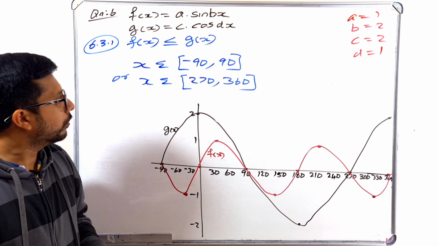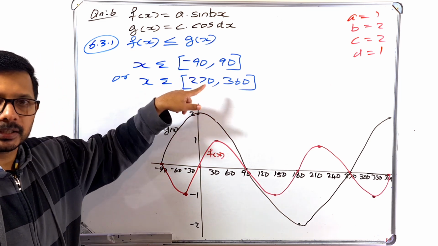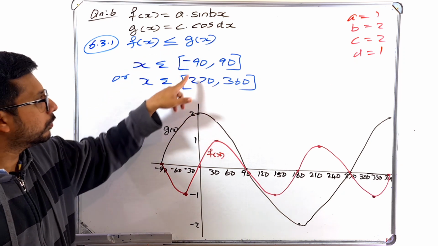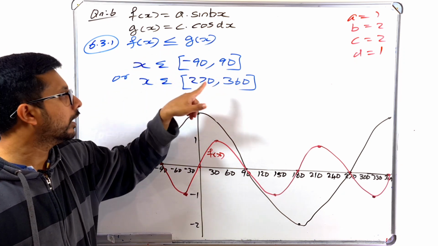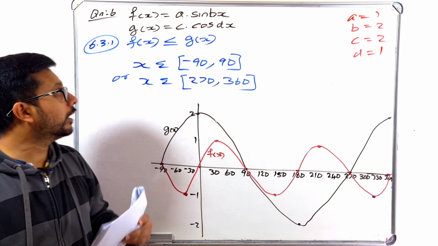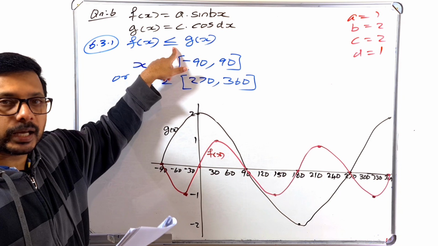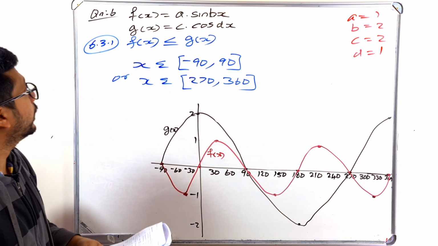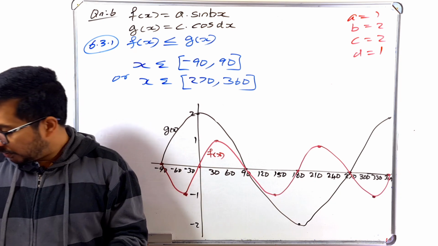Now why did I put this square bracket? Because here it is less than or equal to, so I can include minus 90 and 90 and 270 and 360. That is why I put a square bracket. In case it is only less than, then I am supposed to put an open bracket. Don't forget that. So that is question number 6.3.1.